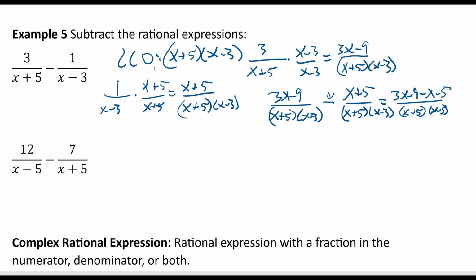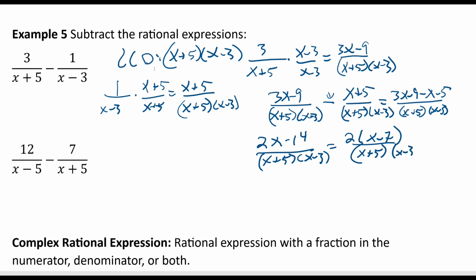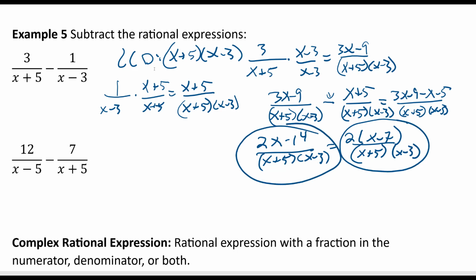So we have 3x minus x is 2x. Negative 9 minus 5 is negative 14 over x plus 5 times x minus 3. And we could factor a 2 out of the numerator, but it's not going to do much. I mean, if you want to go there, 2 times x minus 7 over x plus 5 times x minus 3. But they're both acceptable answers to me.